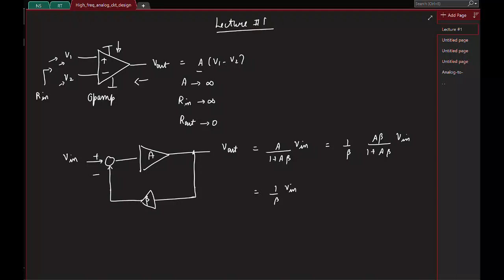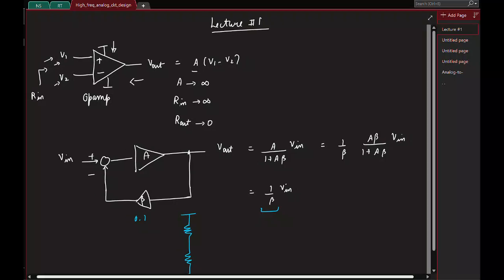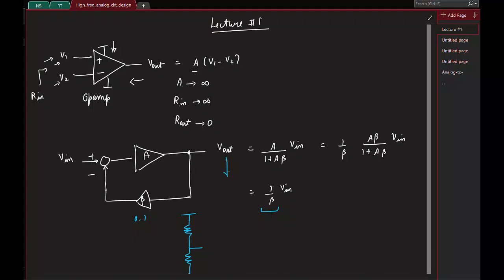So if you think about it, in practice you might want a reasonable gain of 1 by beta, say probably 10 or 100. But the issue is you can't design a precise gain of say 10 or 100 directly, right? So you have a 1 by beta, which is probably 0.1 for a gain of 10, and an attenuation of 0.1 you can easily get using a resistive divider like this. Then you put this whole thing in negative feedback, and you can get a precise gain.